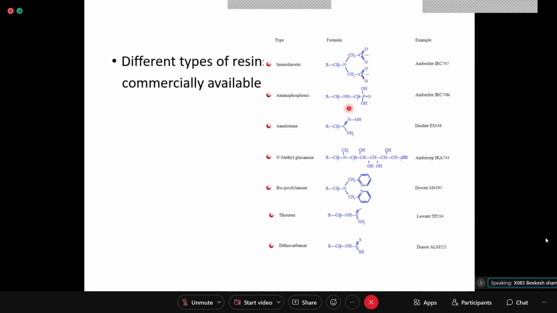These are some of the commercial names. These are the groups present, and based on these, they are classified.